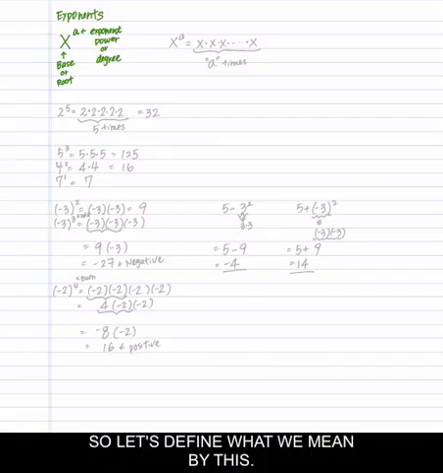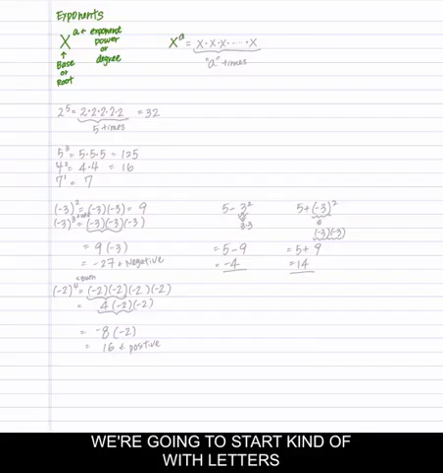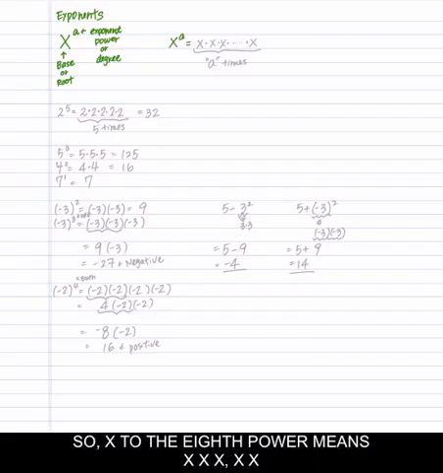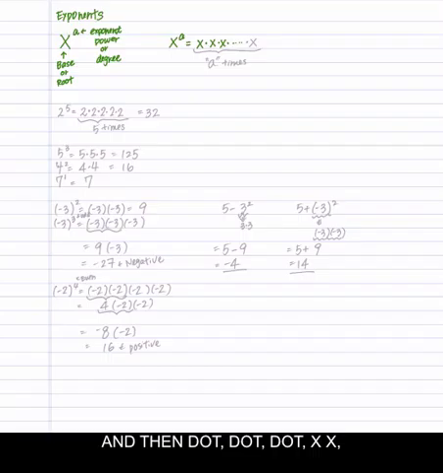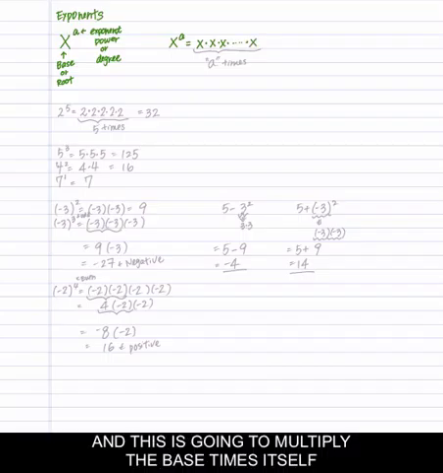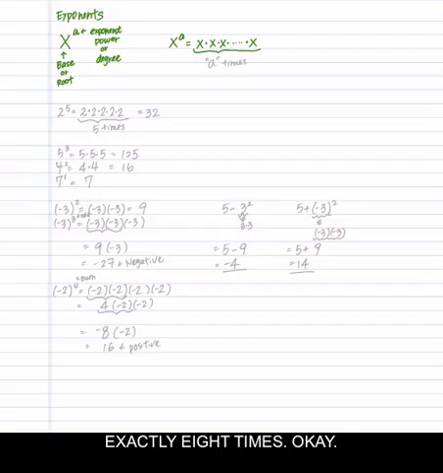So let's define what we mean by this. We're going to start kind of with letters, and then we'll move into numbers, so it'll make more sense. So x to the a power means x times x times x, and then dot, dot, dot, times x. And this is going to multiply the base times itself exactly a times.